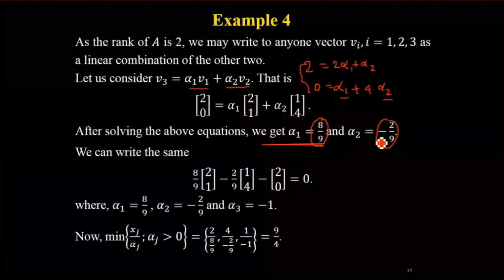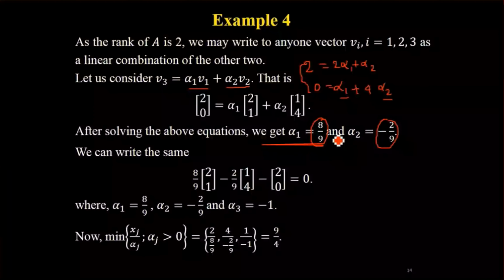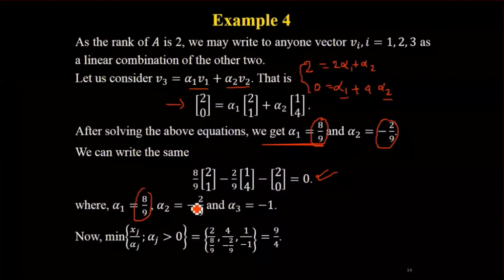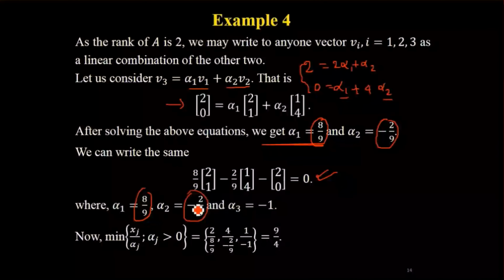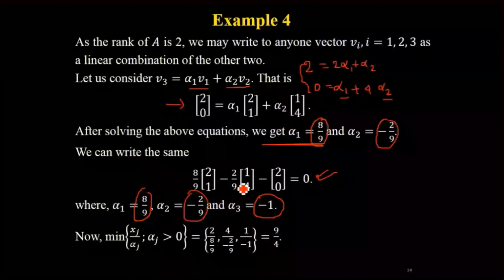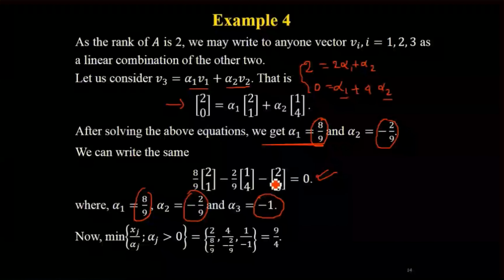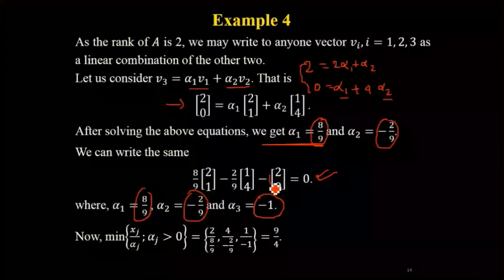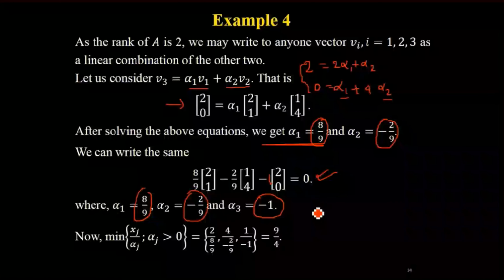Okay. Now if you want to check, you can check again by putting alpha 1 and alpha 2 in this equation. If you put them, it is satisfying. Okay, if satisfying, we can take alpha 1 as 8 by 9, alpha 2 as minus 2 by 9, then alpha 3 will be minus 1. Alpha 3 you can get by other combinations, or from this equation you can find it out, because minus 1 is multiplied with (2, 0). So alpha 1, alpha 2, alpha 3 are known.